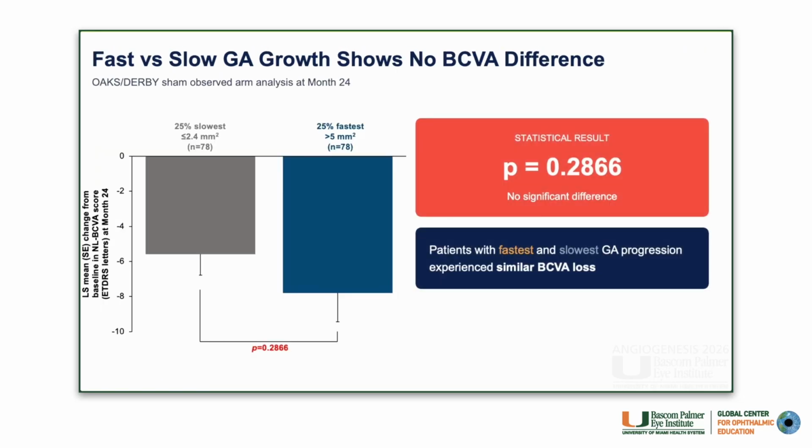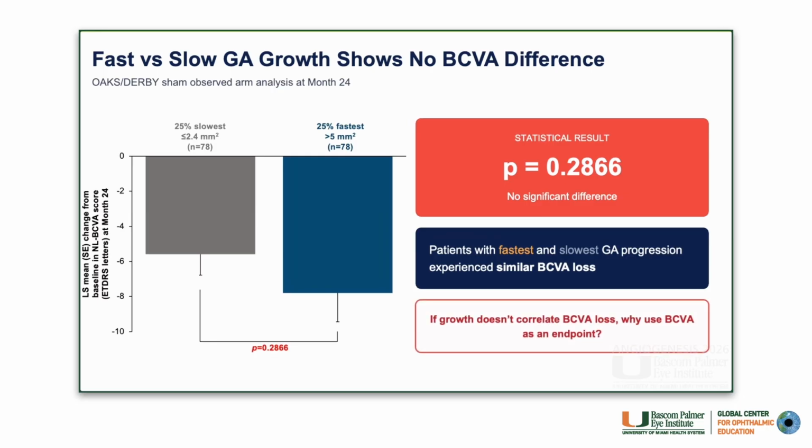In examining the sham observed arms of OAKS and DERBY, we found no statistically significant difference in the change of BCVA from baseline to month 24 between individuals with the slowest growing GA and those with the fastest growing GA. And so, if GA growth doesn't correlate with BCVA loss, why should we use BCVA as an endpoint?